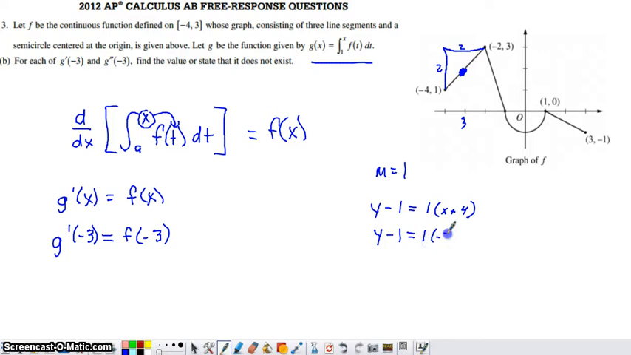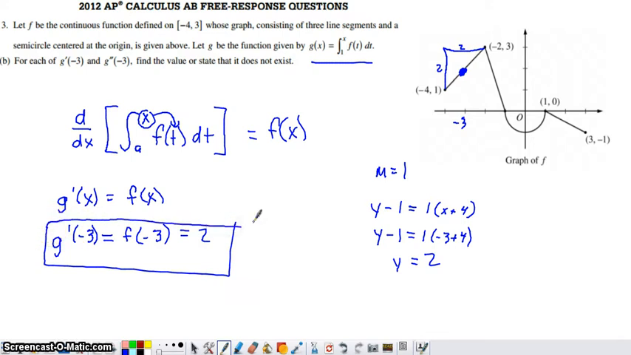We wanted to know the y value at the x of negative 3, so put that in for x, solve for y, and you get y equals, well, let's see, this is going to be positive 1 times 1, which is 1. Add the 1 over, and you get y equals 2. And using rise over run, yeah, that's the value we're going to get. Up 1 over 1 puts us at negative 3, 2. So we get a y value of 2 for that. So there is g prime of negative 3.